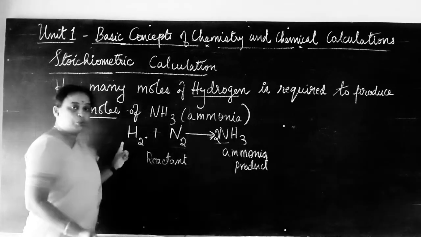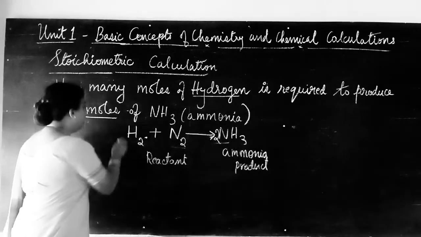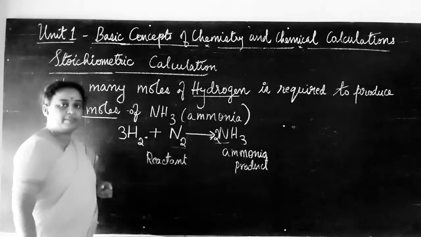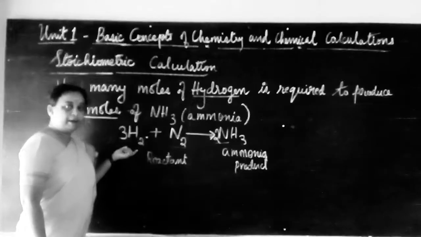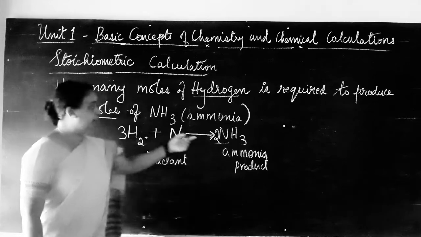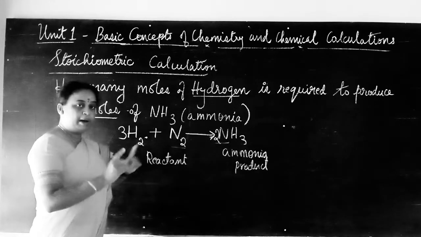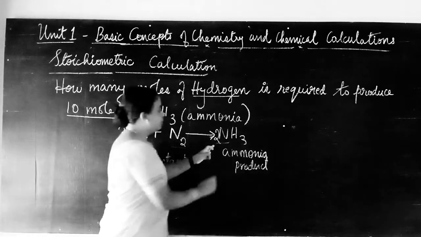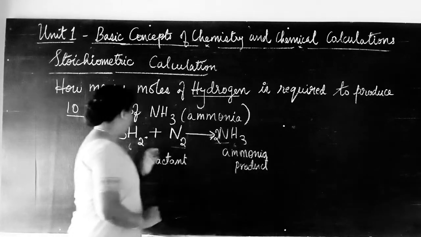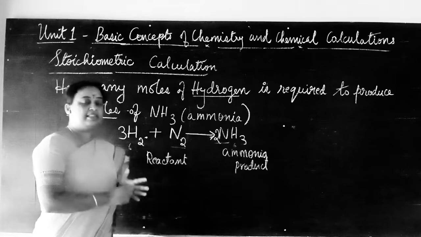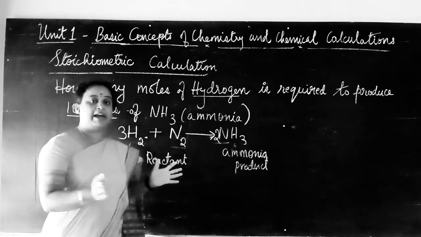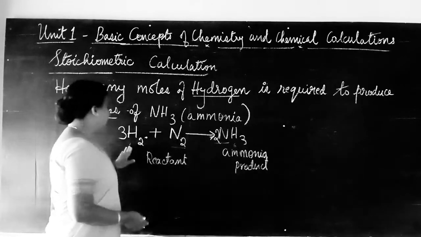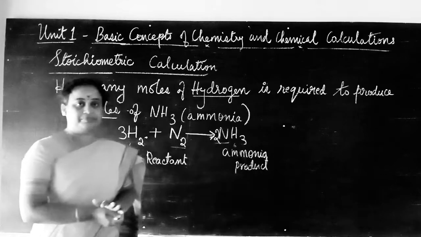Whereas here only 2 hydrogen atoms are there. So I put here 3. In order to balance the hydrogen atoms, here it is 6 and here it is 2. So to balance it, I put here 3. Now here 6 atoms of hydrogen, whereas here also 6 atoms of hydrogen. Now both the reactants and products in this chemical reaction are balanced, and now this is a balanced chemical reaction.